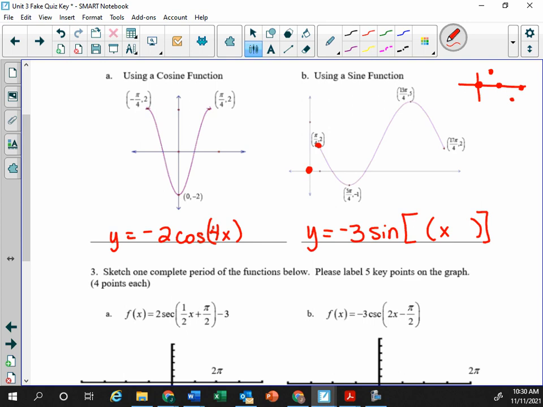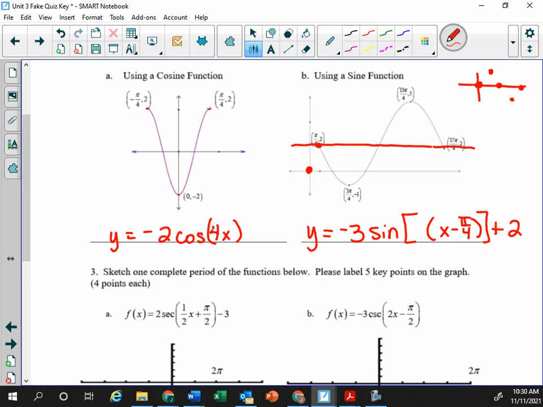What is the shift? How far right did I go to get from pi over 4? Yeah, pi over 4. So we're just going to say x minus pi over 4. And then remember, your vertical shift matches your midline. So what is the vertical shift? Yep, so plus 2 at the end.